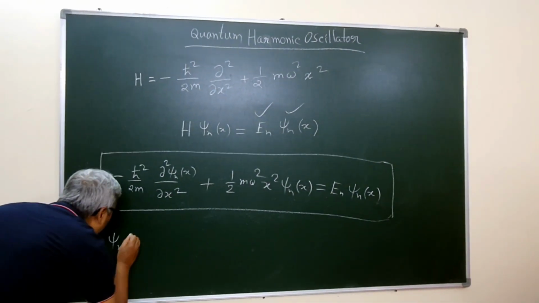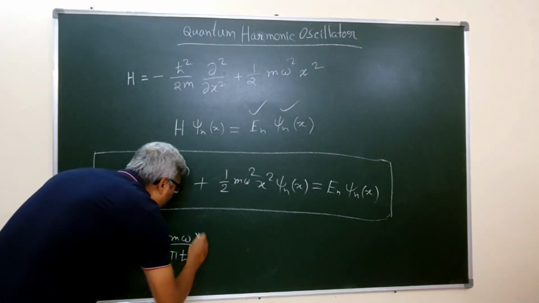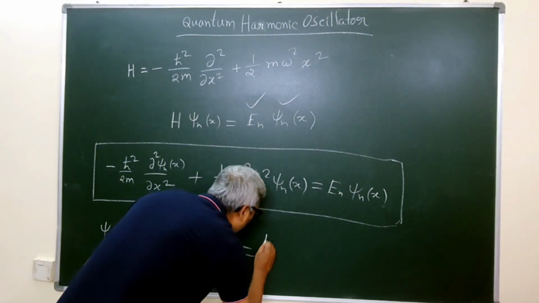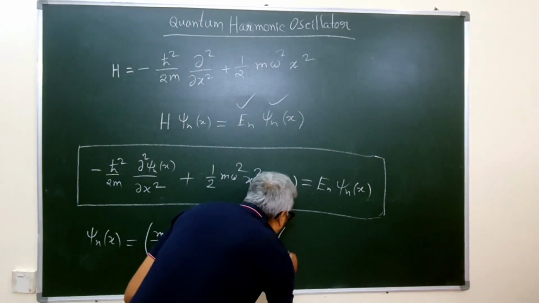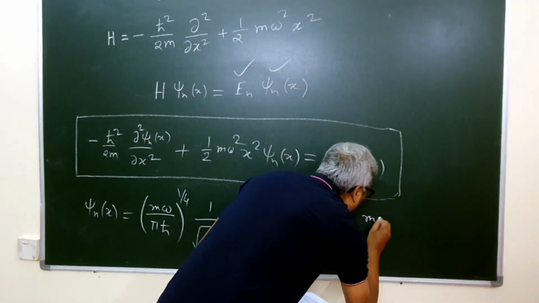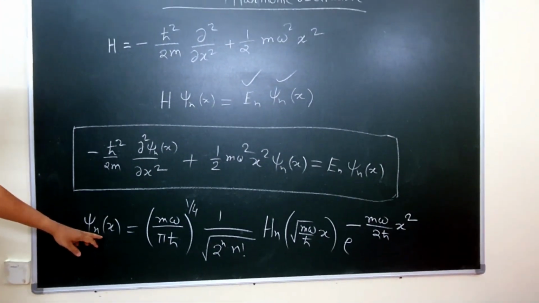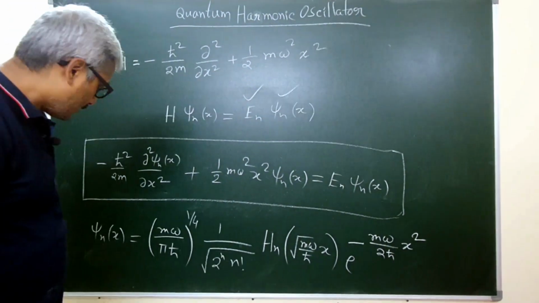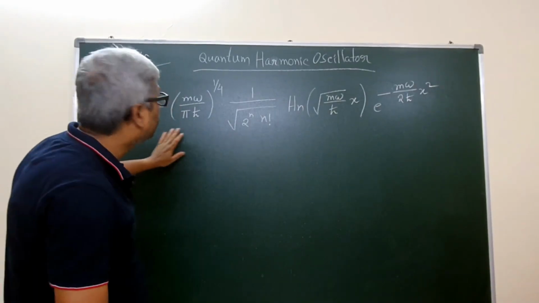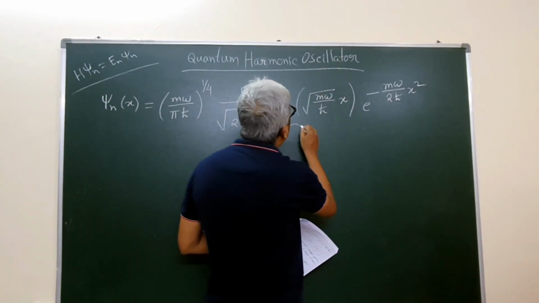So the solutions psi n(x) have this form: m omega by pi h bar to the power 1 by 4, times 1 by square root of 2 to the power n factorial n, times the Hermite polynomial H n, whose argument is square root of m omega by h bar times x, and then an exponential factor, e to the power minus m omega divided by twice h bar x square. These are the energy eigenfunctions, or energy eigenstates, for the harmonic oscillator, where the Hermite polynomials are the solutions of the Hermite differential equation. They satisfy the eigenvalue equation for the Hamiltonian.